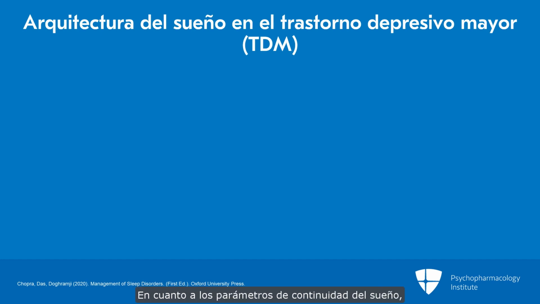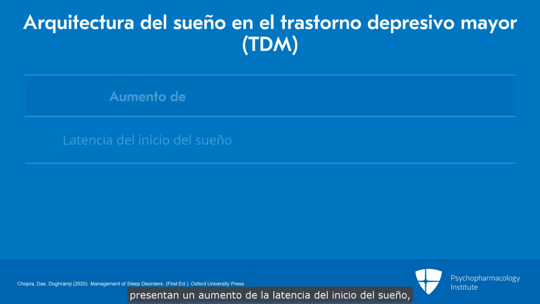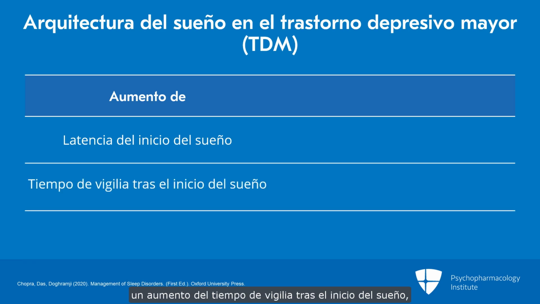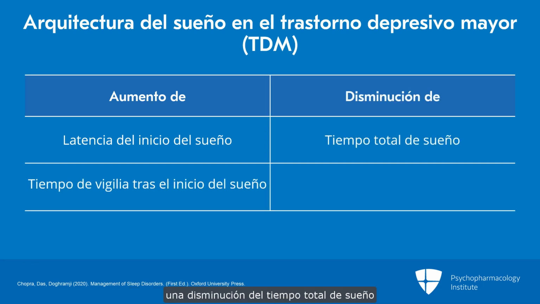In terms of parameters of sleep continuity, patients with major depressive disorder report increased sleep onset latency, increased wake after sleep onset time, decreased total sleep time, and decreased sleep efficiency. For example, a person suffering with major depressive disorder and insomnia who actually slept for 4 hours and was in bed for a period of 8 hours would have a reduced sleep efficiency of only 50%.